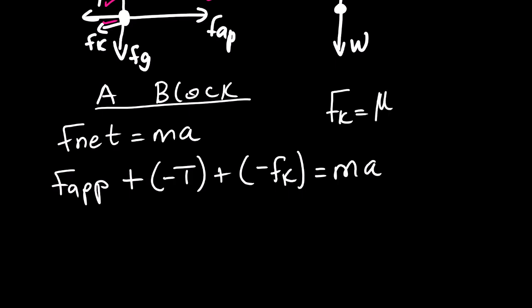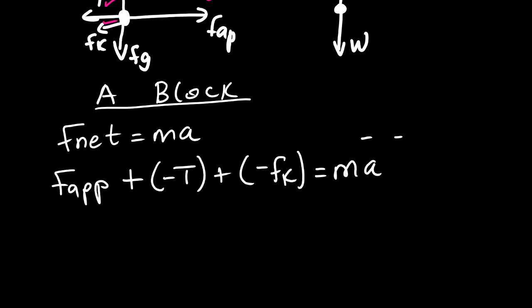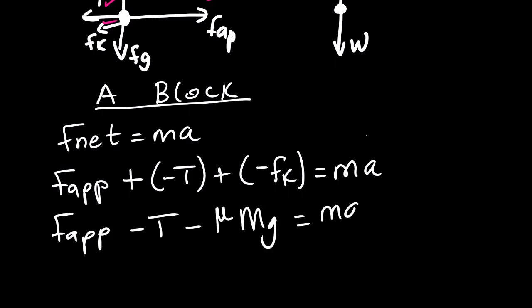The equation of Fk is coefficient multiplied by normal force. Since we have a flat surface and the force is parallel to the displacement, our normal force will be mg. Concluding this, Fk is equal to coefficient multiplied by mg. So where we see Fk, we can substitute coefficient multiplied by mg. So we have force applied minus tension minus coefficient mg is equal to ma.